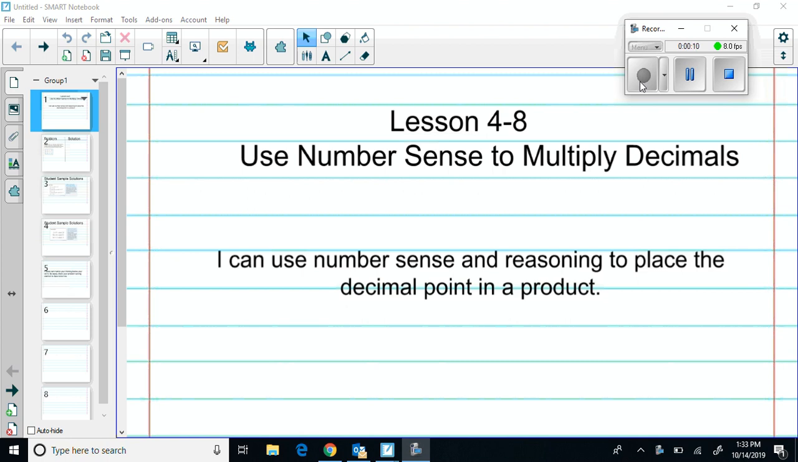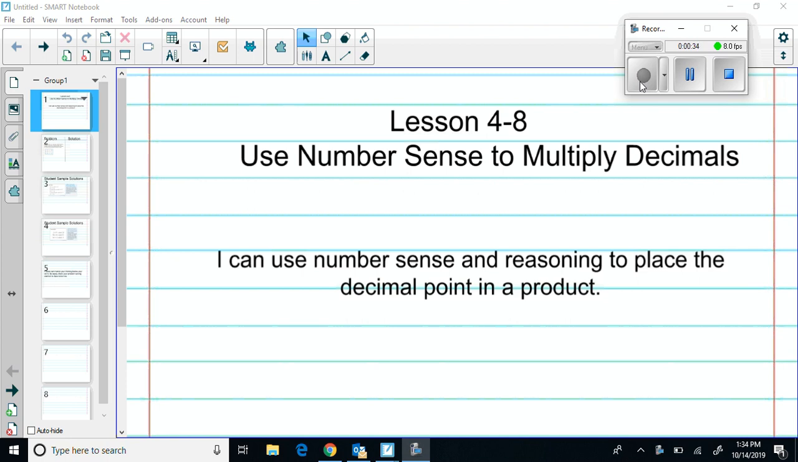I love this one. Your I can statement is, I can use number sense and reasoning to place the decimal point in a product. So I'd like you to push pause, and then when you get done writing your lesson title and your I can statement, push play. I'm going to do a little pre-teaching before we get to our solve and share.